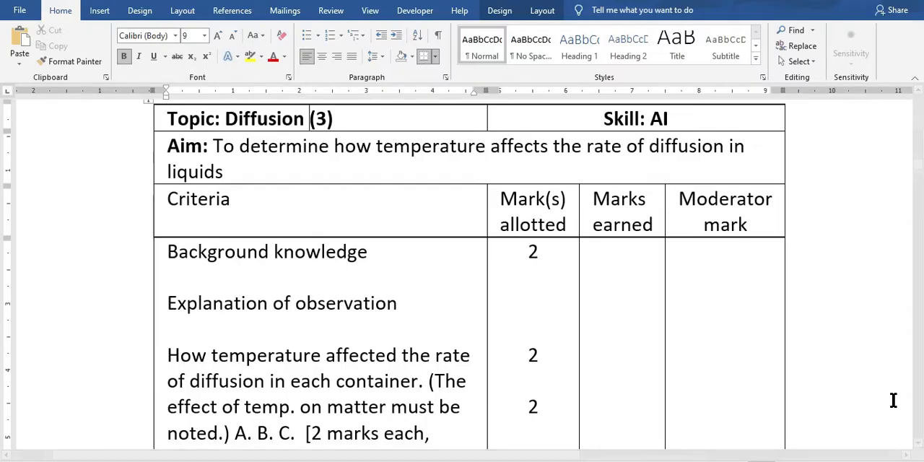I am Mr. Wilson, and today we're going to be looking at the mark scheme. We're looking at the mark scheme for diffusion, and the skill to be tested here is analysis and interpretation, and it is denoted with the letters AI. The aim for the lab is to determine how temperature affects the rate of diffusion in liquid.